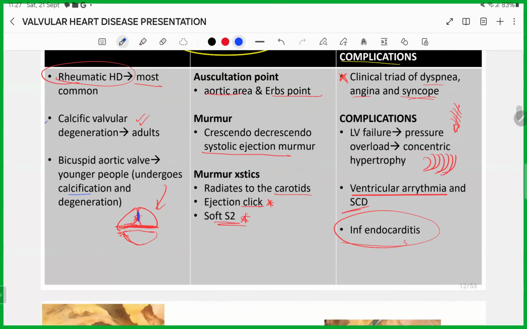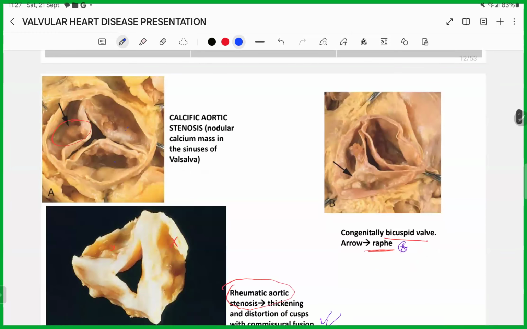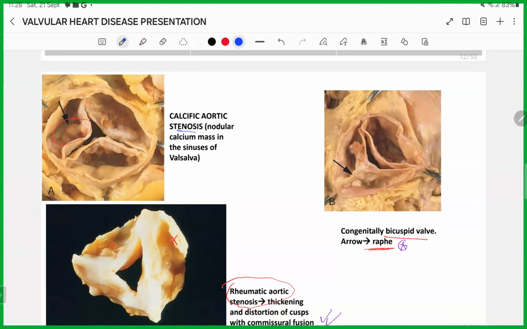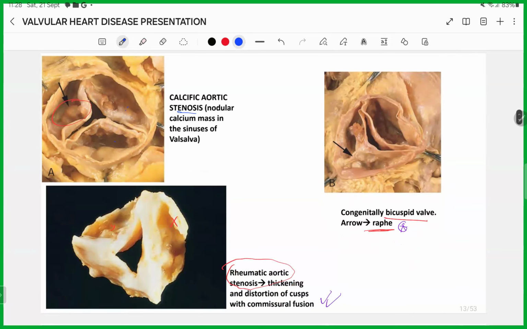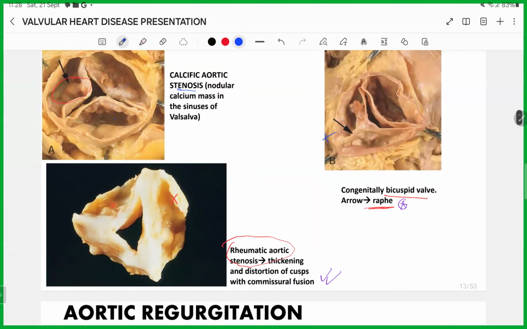And this is what it looks like. This is calcific aortic stenosis, where you have calcium deposits within the valves, so you have an issue opening them because they've become too rigid. Then on your right, this label B is a bicuspid valve, which is congenitally fused. So it's also quite narrow. And then you have rheumatic aortic stenosis, where you have fusion of the commissures, which are the corners of the valve.